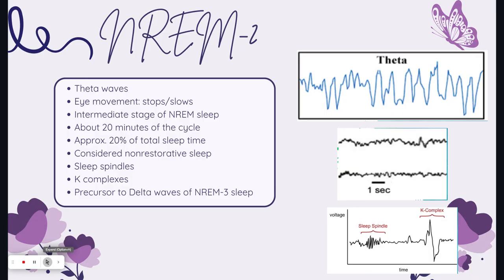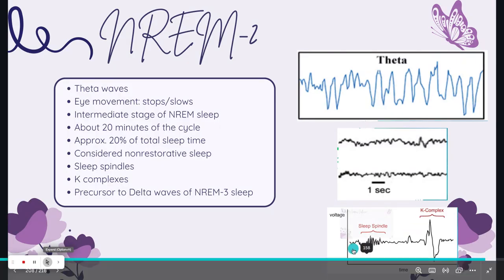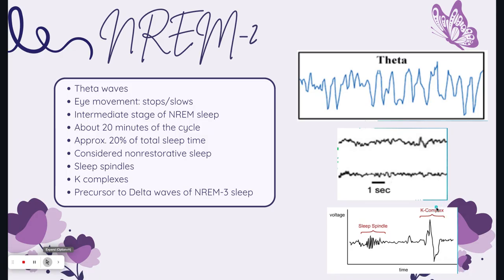The other really unique things you want to make note of for NREM 2 is that we get some different brainwaves during this stage. One is called sleep spindles, which are these little bursts of brain activity, you can see down here, as well as K complexes that are precursors to delta waves, which are going to be the brainwaves that we see in deep sleep.